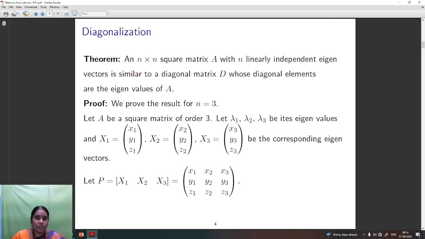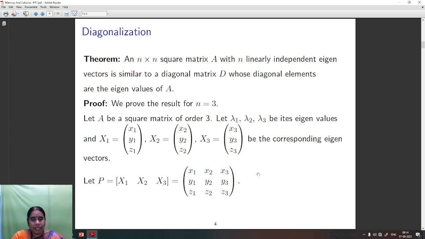the result for n equal to 3. Let A be a square matrix of order 3. Order 3 means it should contain 3 eigenvalues. Let us consider the eigenvalues as lambda 1, lambda 2 and lambda 3, and the corresponding eigenvectors as capital X1, X2 and X3, where X1 contains x1, y1, z1, and X2 contains x2, y2, z2, and X3 contains x3, y3, z3.